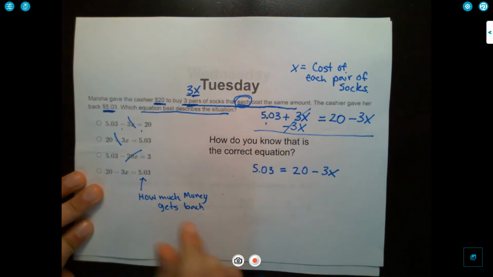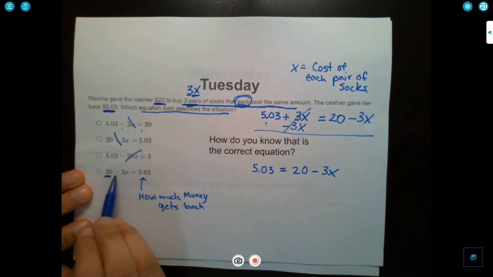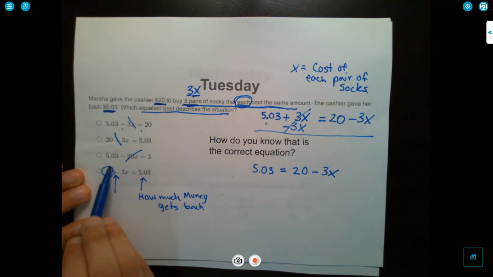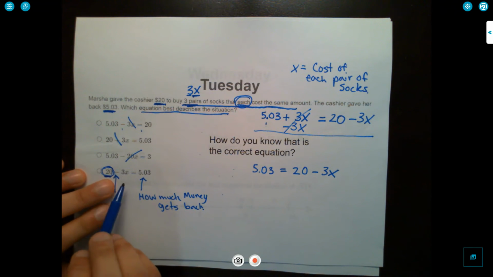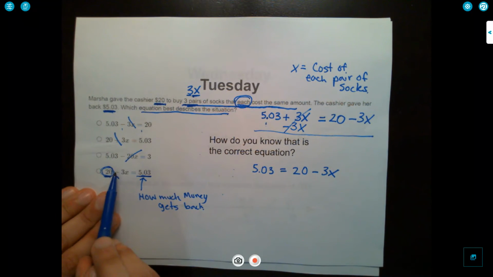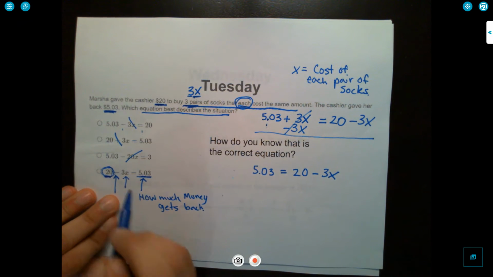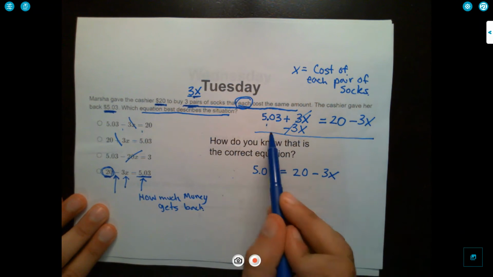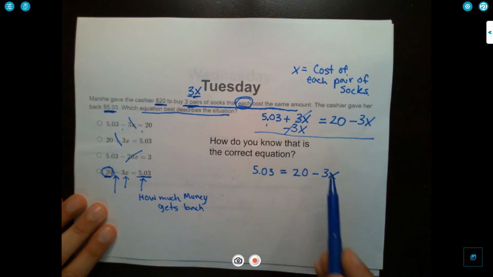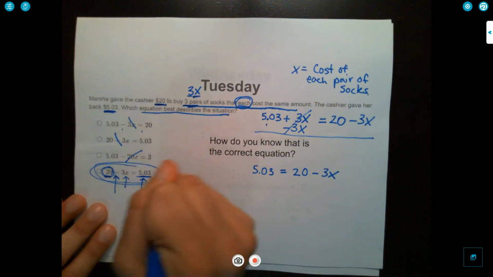And in order for us to do that, it makes sense because if she gave the cashier $20 minus, and the reason why it's minus is because we know that 20 is the total amount of cash that she handed over. So to find out what the difference is from 5.03, we can say, oh, okay, 20 minus $3 and however many pairs of socks she bought. So the best approach is setting up your own equation in a scenario that makes sense, and then rearranging the terms around to whatever equation they give you, which would make the best sense.